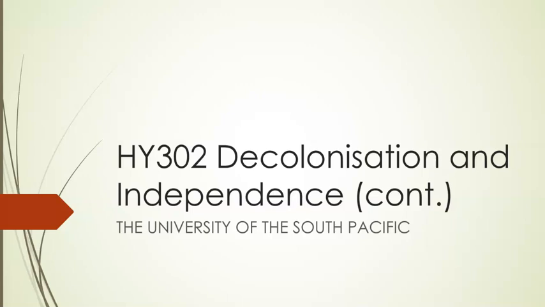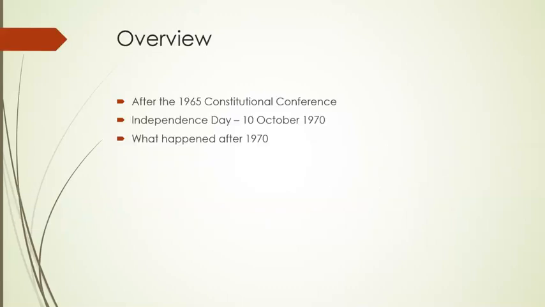In this video, we continue our discussion of decolonisation and independence, which covers 2 weeks. In this next section, we'll be thinking about these 3 main issues. What happened after the 1965 Constitutional Conference? What happened on Independence Day on the 10th of October 1970? And what happened after 1970?